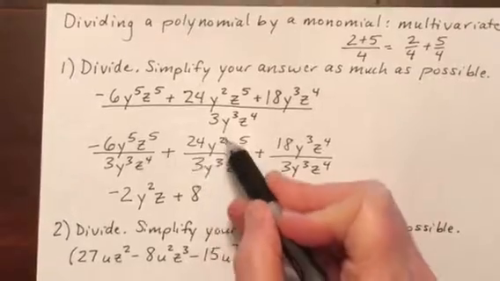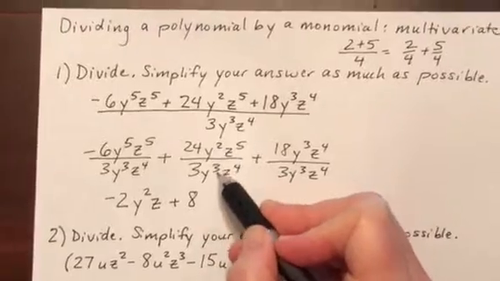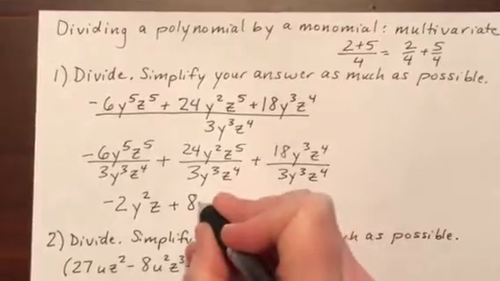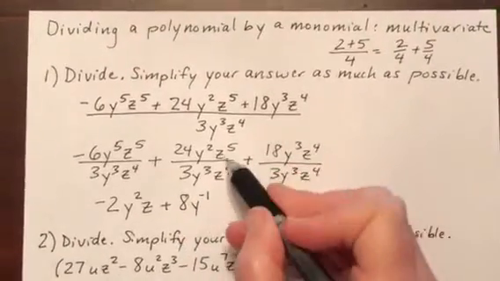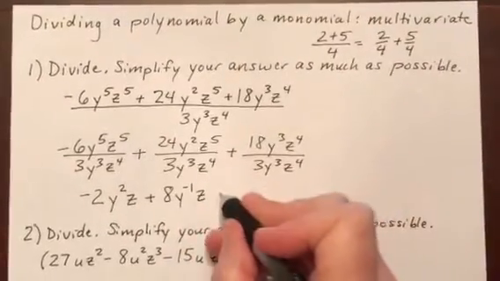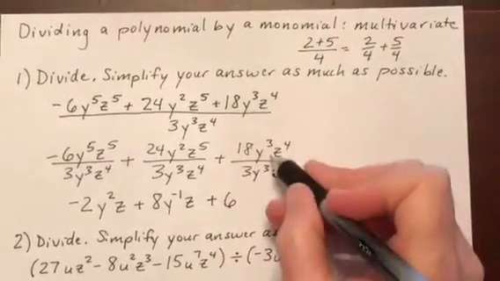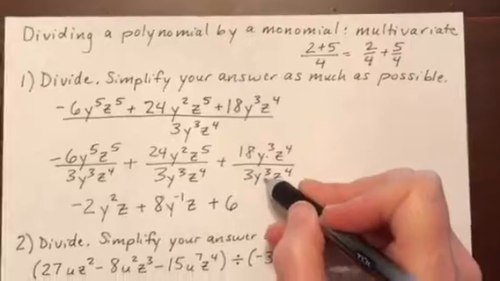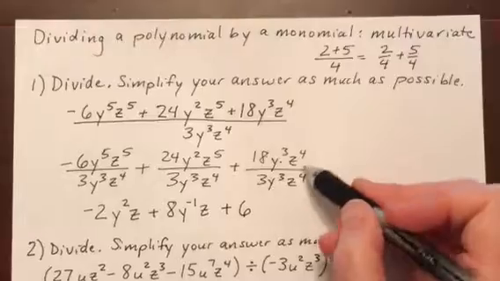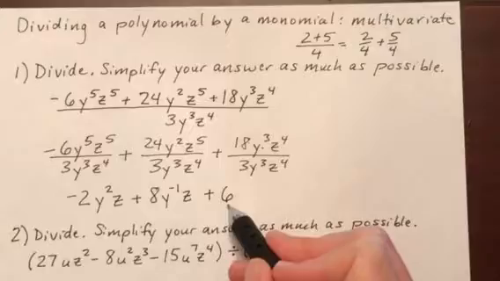Okay, and then using the quotient rule again, y squared over y cubed, 2 minus 3 would be a -1. And so I could write this as y to the -1, and then z to the 5 minus 4 would just be z, or z to the 1st. And then plus 18 divided by 3 is 6. Y to the 3rd divided by y to the 3rd, 3 minus 3 would be 0. So basically the y's cancel out entirely. Z to the 4th over z to the 4th, those would also cancel out, so leaving just the 6.